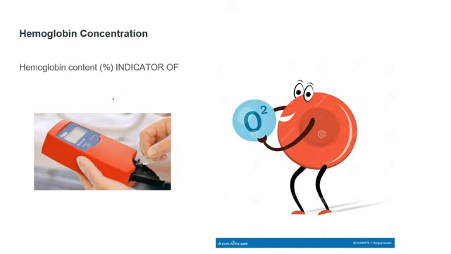The next important concept is the hemoglobin concentration, which we use a hemoglobinometer to measure. If you remember, hemoglobin is an iron-containing protein that is found inside the red blood cells, and its main function is to carry oxygen. So the hemoglobin content is an indicator for oxygen transport.